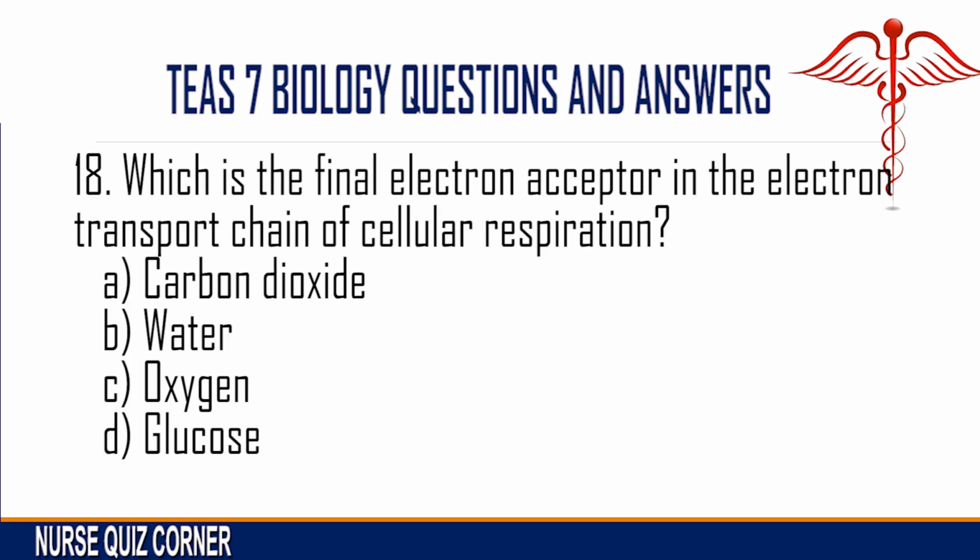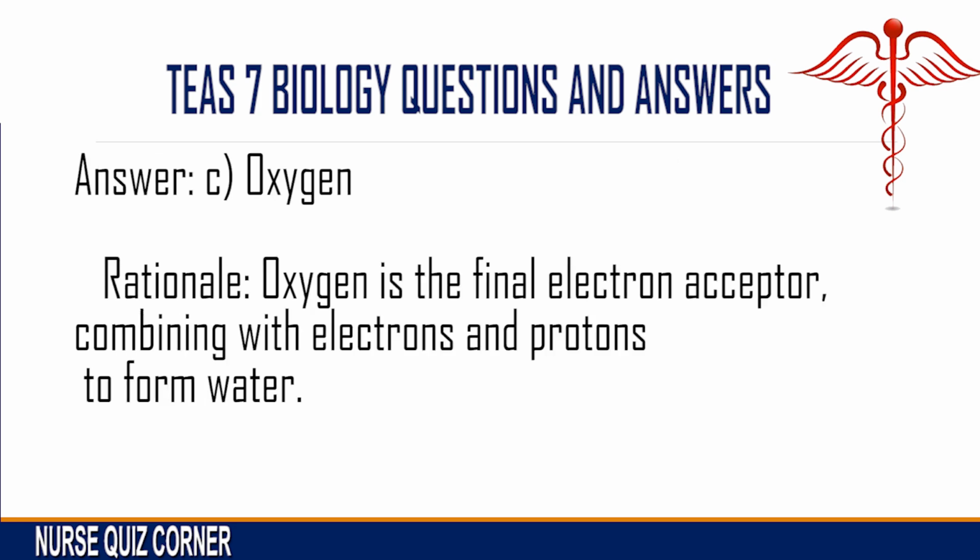18. Which is the final electron acceptor in the electron transport chain of cellular respiration? A. Carbon dioxide. B. Water. C. Oxygen. D. Glucose. Answer: C. Oxygen. Rationale: oxygen is the final electron acceptor, combining with electrons and protons to form water.